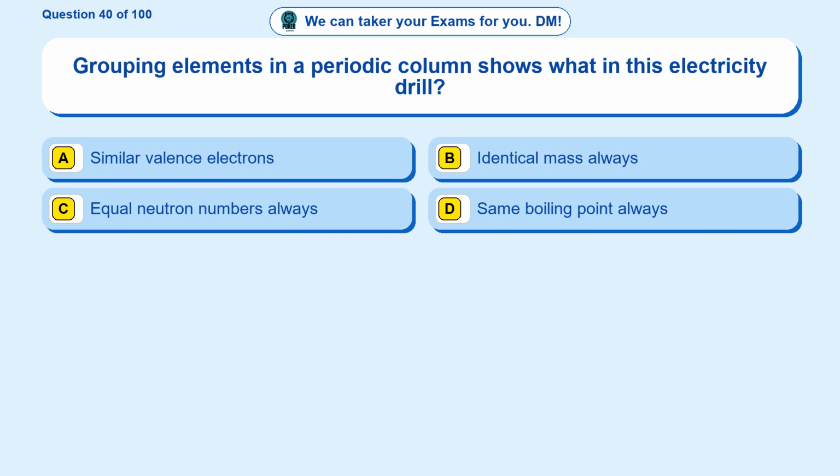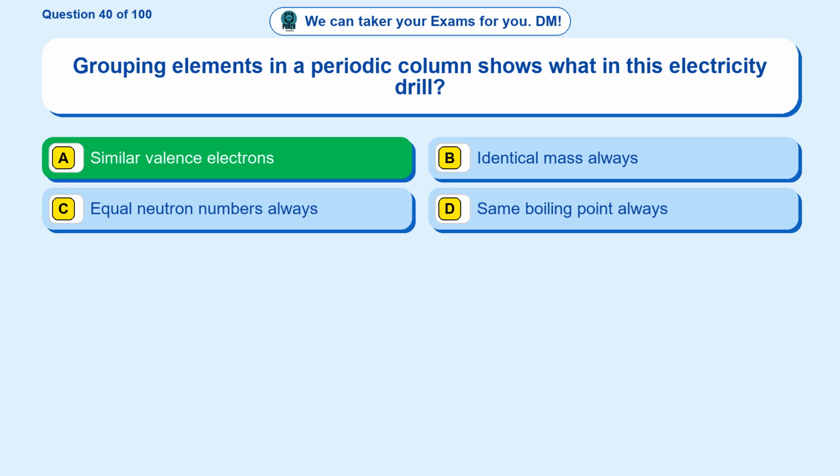Question 40. Grouping elements in a periodic column shows what in this electricity drill? Option A, similar valence electrons. Option B, identical mass always. Option C, equal neutron numbers always. Option D, same boiling point always. The correct answer is option A, similar valence electrons.